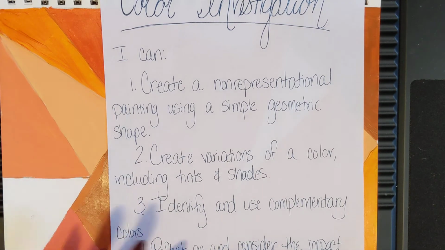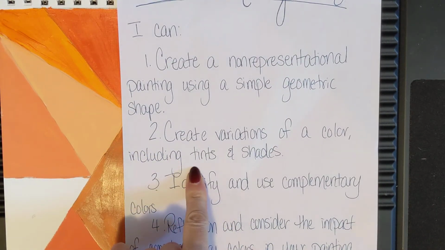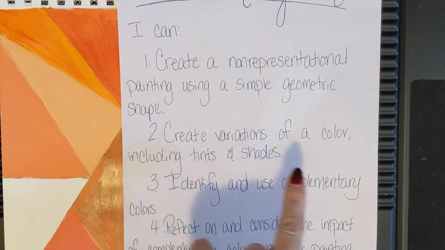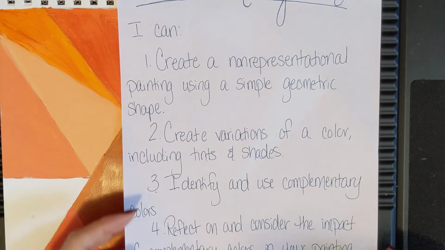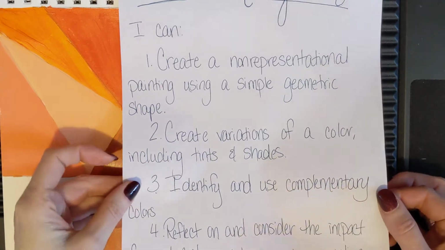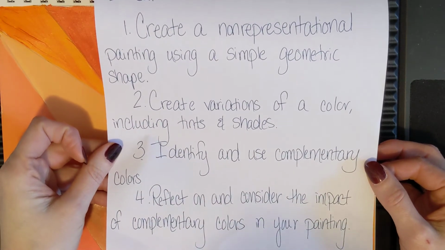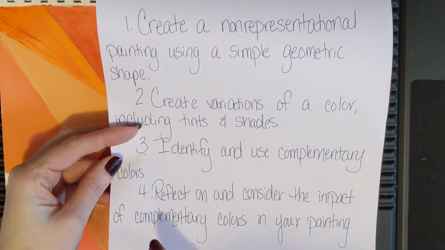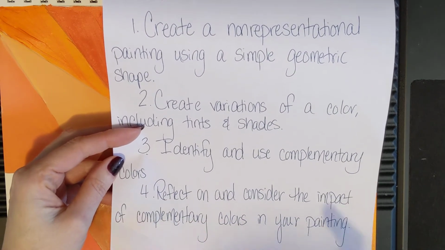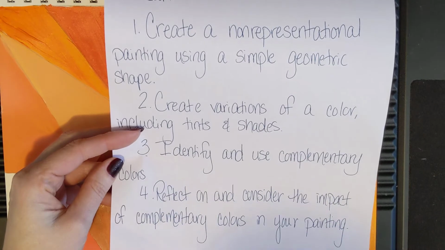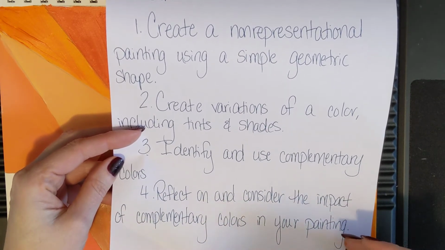It's just shapes. The next one says, I can create variations of a color using tints and shades. If you haven't had me before, you might not know what tints and shades are, but you will soon. And the next 2, which we'll focus on later, I can identify and use complementary colors. And you did have an introduction to complementary colors, so hopefully that sounds familiar to you. And I can reflect on and consider the impact of complementary colors, I should say, in my painting. So we will be taking a look and discussing, hey, how did that work or not work? How did you feel about those complementary colors?